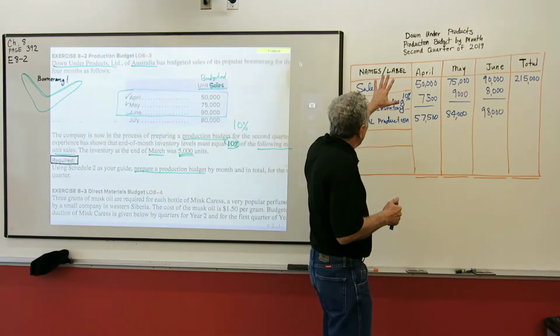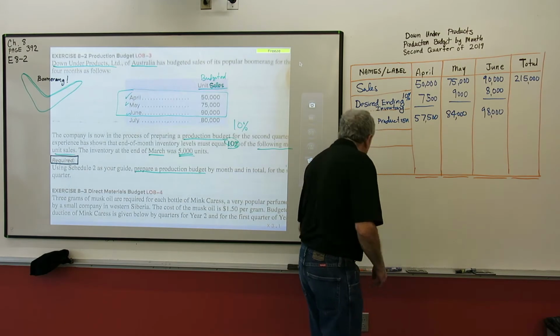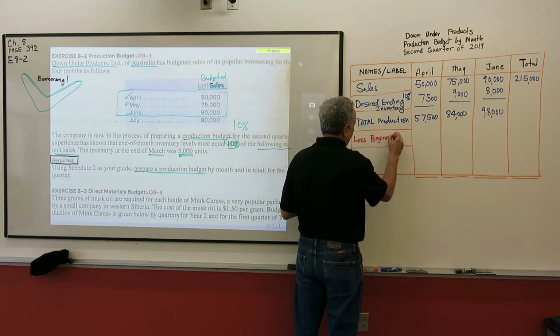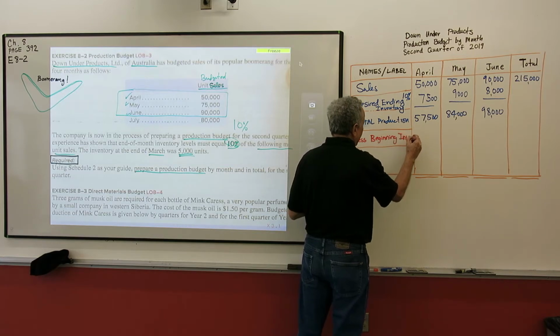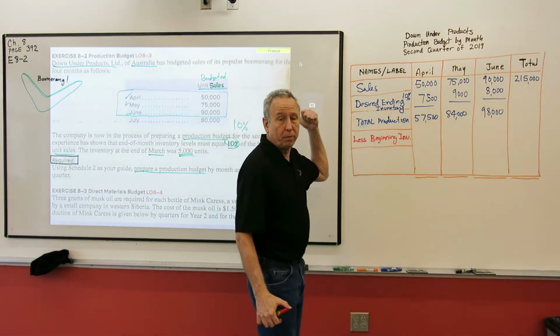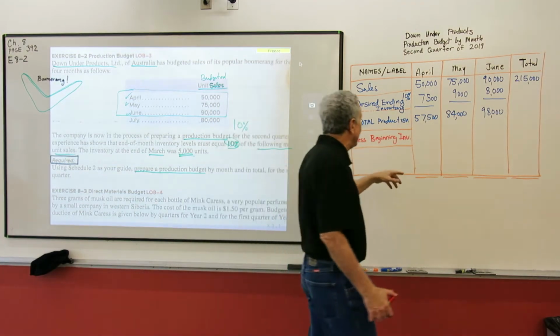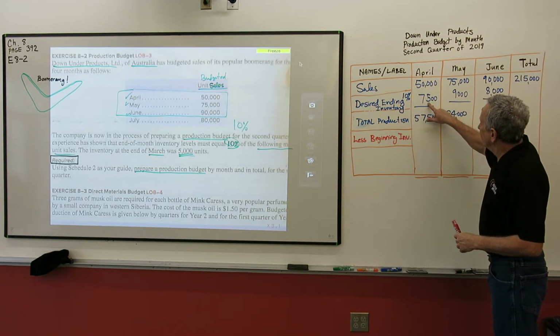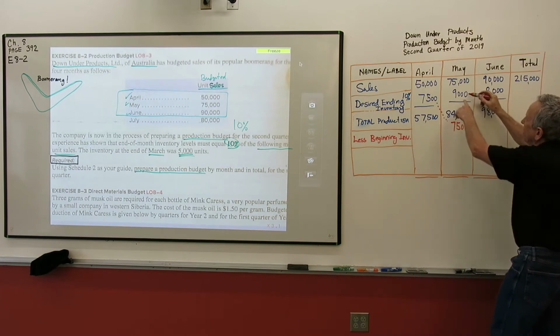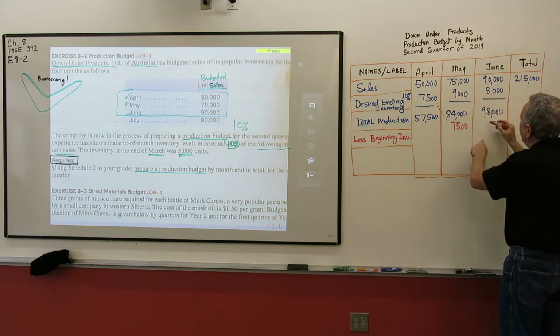So let's go back. What would we have had? Let's go back and say less beginning inventory. The beginning inventory of any month is the ending inventory from the previous month. That's going to be easy to get for some of these. The ending inventory of April will become the beginning inventory of May. The ending inventory of May will become the beginning inventory of June. And you don't want to make those, so let's take them out. These are subtractions.